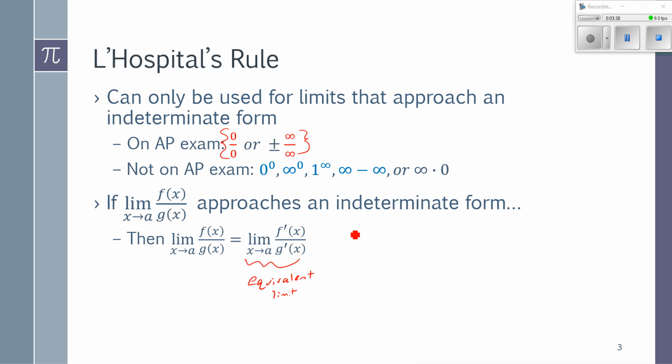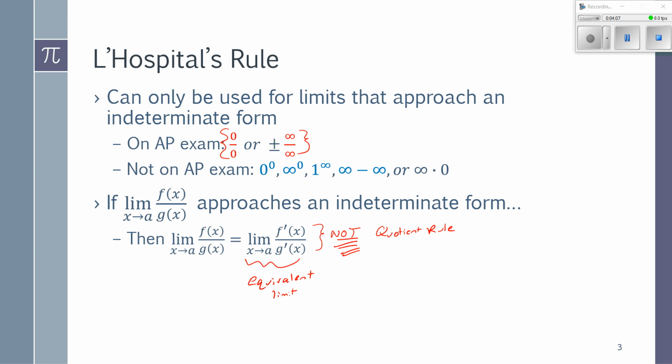Another thing to note, this is not quotient rule. We're not taking the derivative of the entire function, we're saying the derivative of the top compared to the derivative of the bottom. If we don't want to look at this as a quotient, we want to look at this as a ratio. So the limit as x approaches a of f of x compared to g of x will be equivalent to the limit as x approaches a of f prime of x compared to g prime of x.